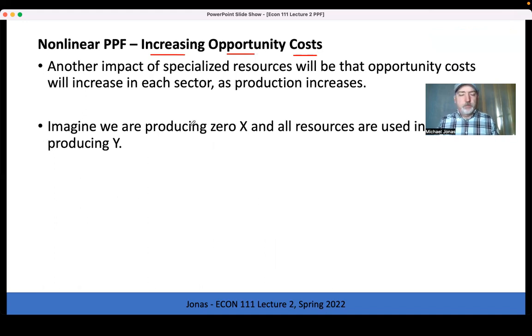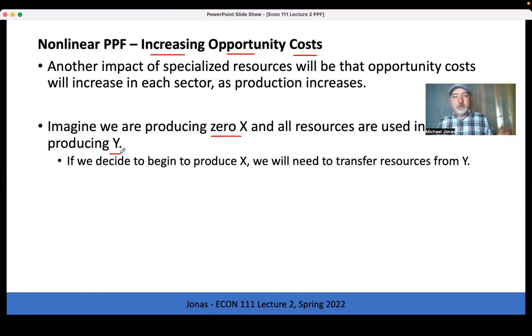And so think of a generic scenario. We've got X and Y, and we're at that intercept point where we're producing 0 X. All of our resources are going to produce Y. So we're up at that Y-intercept point. And now think of, okay, we don't want to just produce one thing. Let's start to move resources over from Y to X.